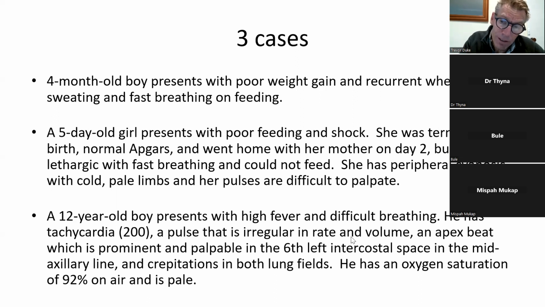And again, this presentation of a child of school age, a 12-year-old boy who presents like this, can point to a certain type of heart disease or several different types of acquired heart disease. And it can also point to some non-cardiac problems.